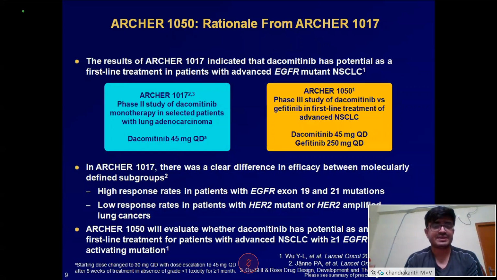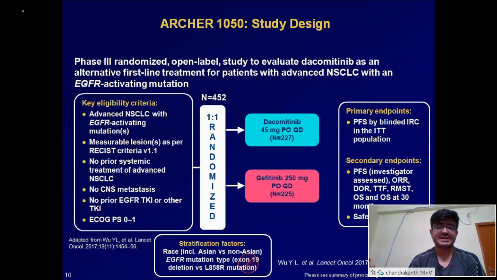And then we have Archer 1050, which is basically a phase 3 randomized controlled trial of dacomitinib 45 milligram once a day versus gefitinib 250 milligram once a day. And this is the study design we have. It's a phase 3 randomized open label study to evaluate dacomitinib as the alternative first-line treatment of patients with advanced NSCLC.